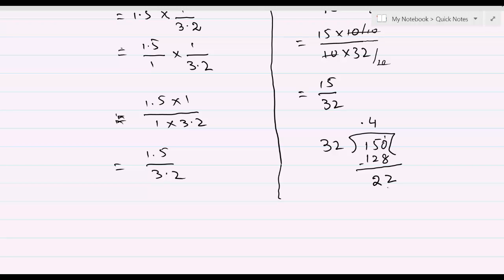Again, this number is smaller than 32. If you want to continue to divide, you can continue the division up to whatever decimal accuracy level you want to take, but I'll just stop right here, and there we go.